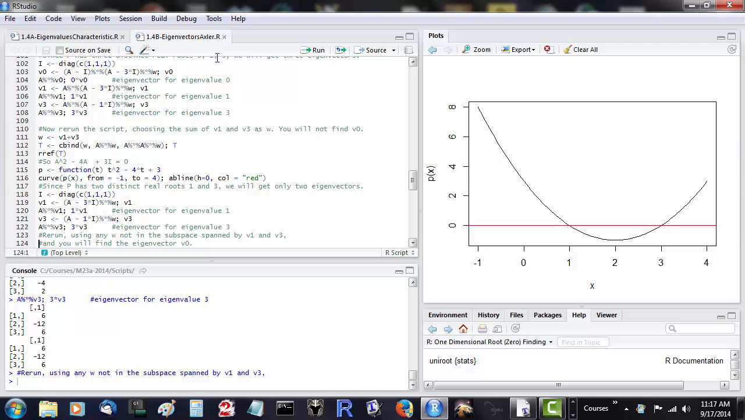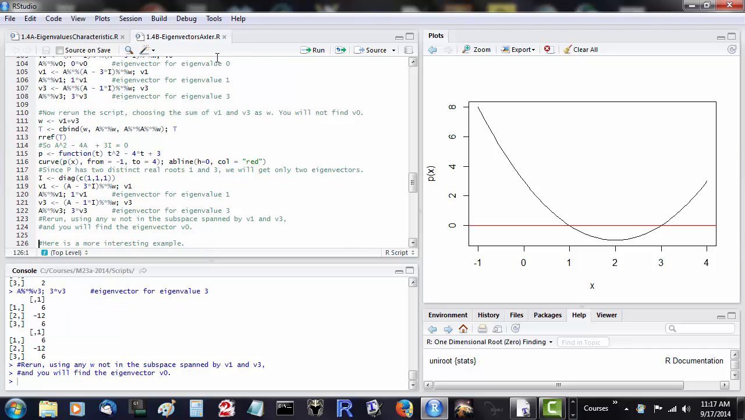In order to find that, what I'd have to do is choose a W that is not in the subspace spanned by v1 and v3.